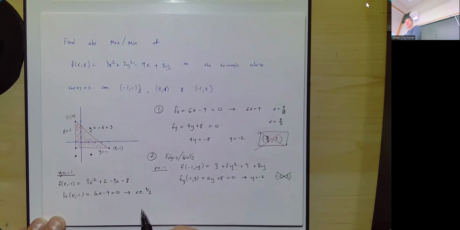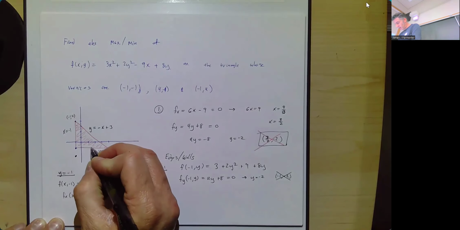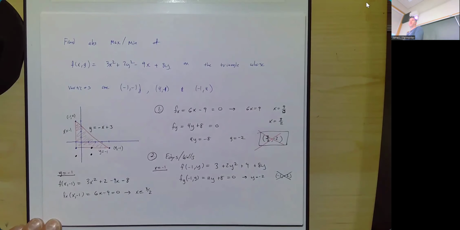But now we do get a critical point because y being -1 and x being 3/2 is in the domain. So there's our first point that we're going to look at. That was 3/2 comma -1.